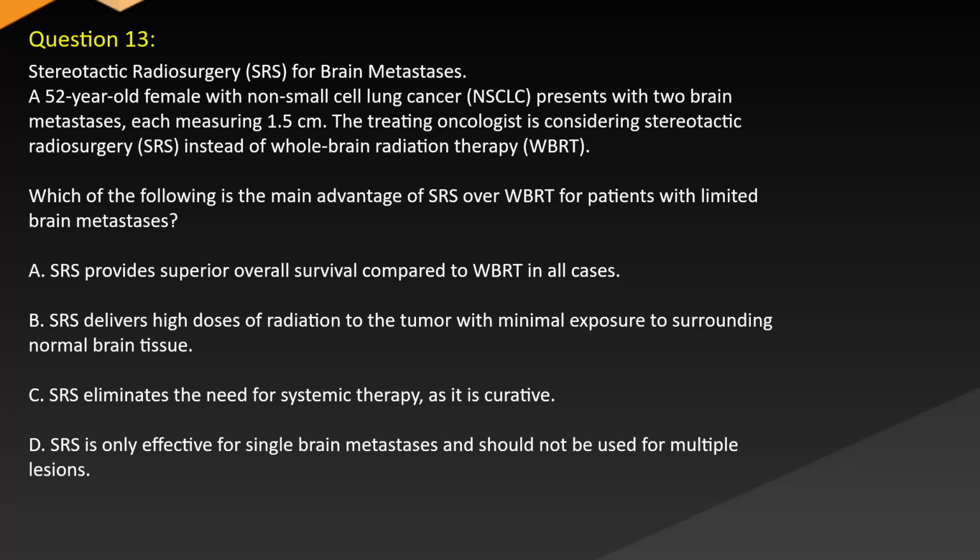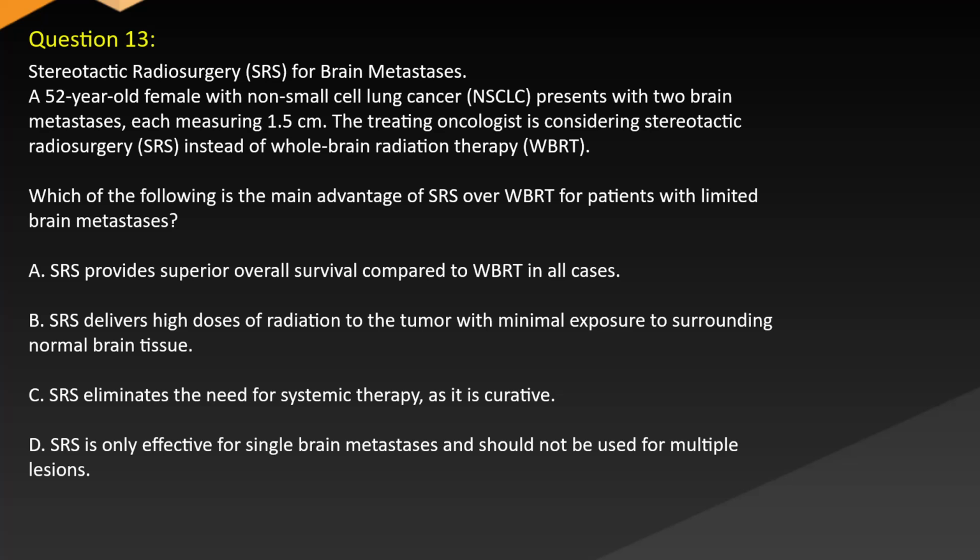Question 13. Stereotactic radiosurgery (SRS) for brain metastases. A 52-year-old female with non-small cell lung cancer (NSCLC) presents with 2 brain metastases, each measuring 1.5 centimeters. The treating oncologist is considering stereotactic radiosurgery (SRS) instead of whole-brain radiation. Which of the following is the main advantage of SRS for patients with limited metastases?